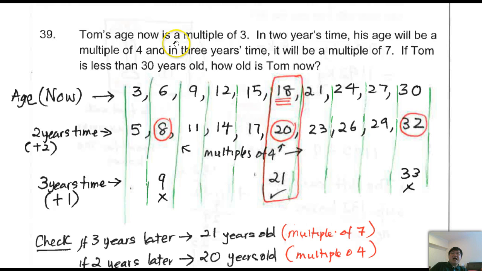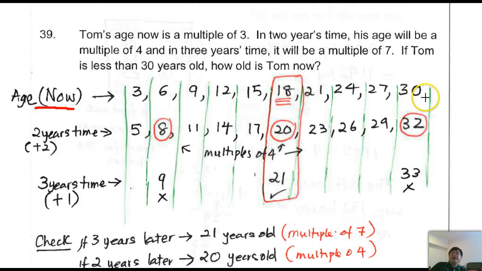Next, wow, this is long. Tom's age is now. The keyword is now. All right, it is now 6. Now this age, this is the year now. It could be this age over here, and his age is a multiple of 3. So you quickly list them down. Could it be 6 years old now, 9 years old, 12 years old, 15 years old, and so on? This is now. His age could be any of these.